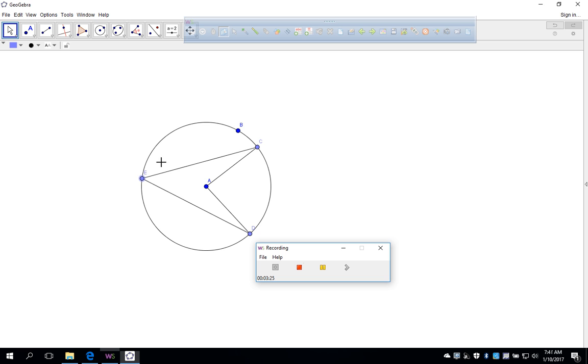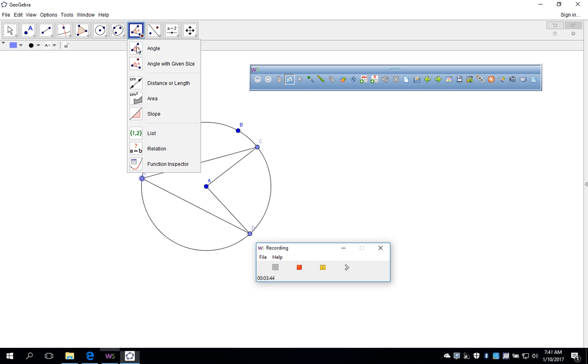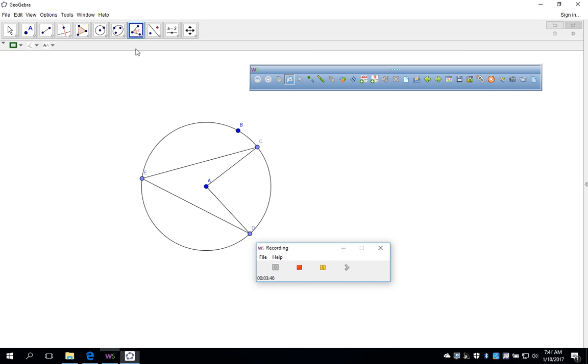Now I want you to measure this angle CAD, or whatever the central angle is. Go to measure, angle. Remember, when you're measuring angles, you have to go clockwise, and the middle point has to be the vertex. So I click, click, click, and it tells me the measure of that central angle. Then I click, click, click, and measure that angle.